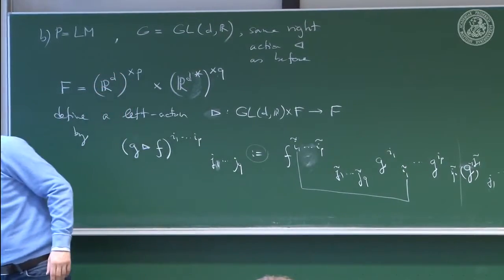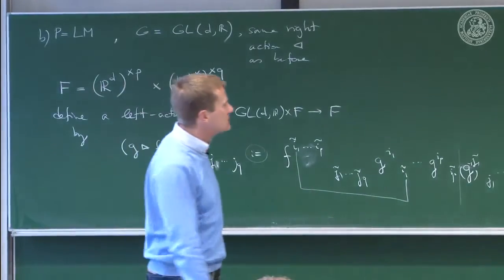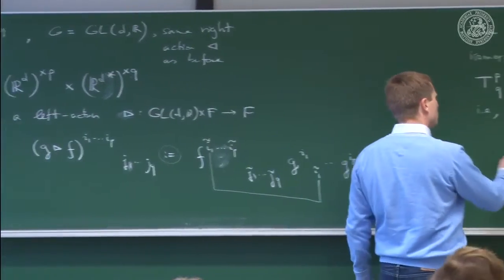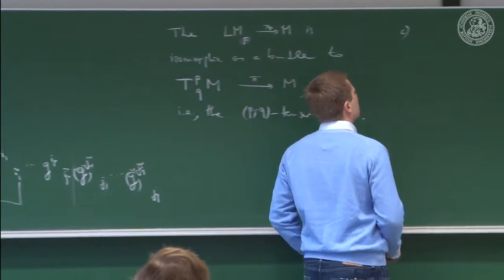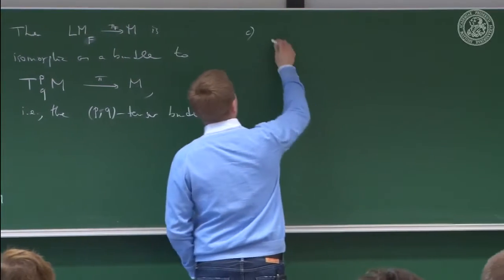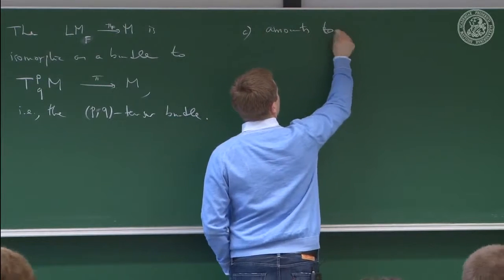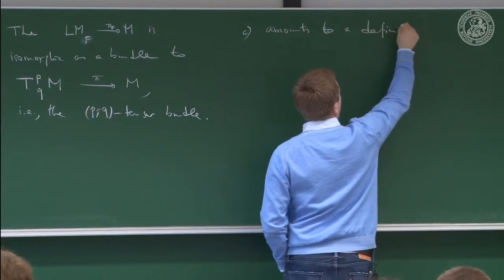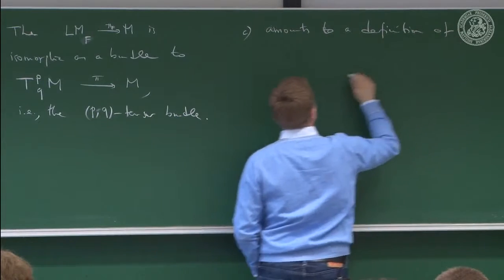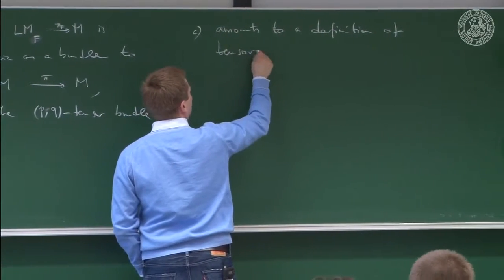Okay, but all of this just reproduces stuff we already knew. Now comes example C, and that amounts to a definition of tensor densities.